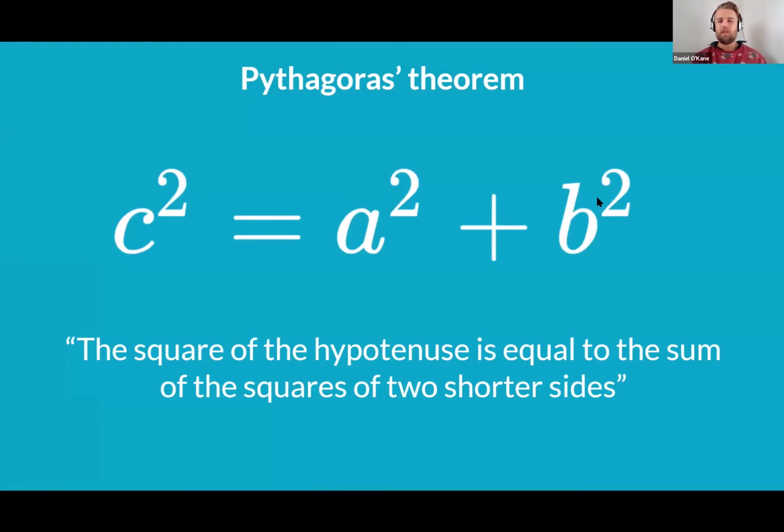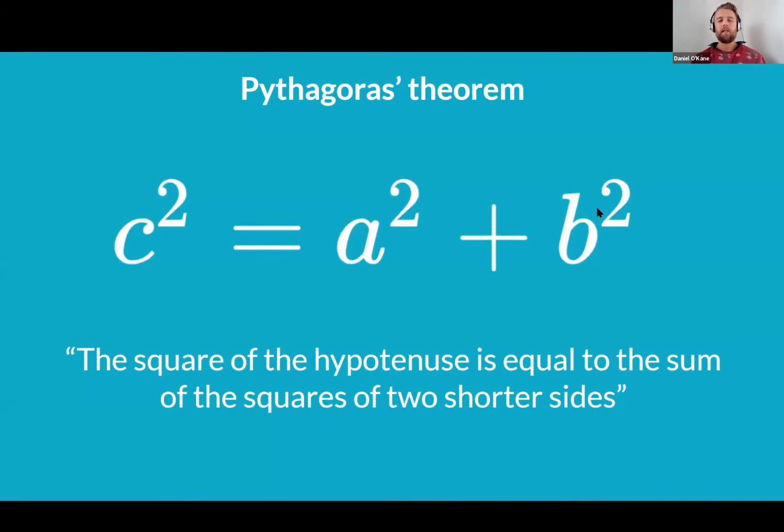And so this is that formula. How it reads is: the square of the hypotenuse is equal to the sum of the squares of the two shortest sides. So that's how you can remember what Pythagoras' theorem is. That's how it's often described. And it's given here as c squared equals a squared plus b squared.